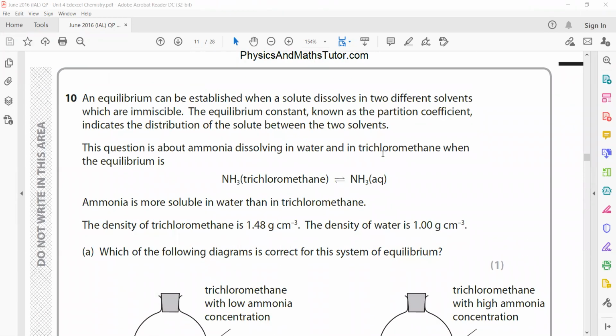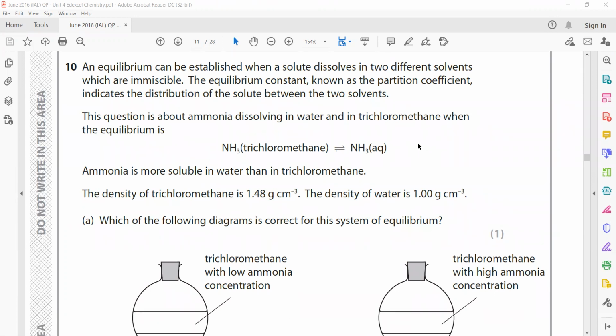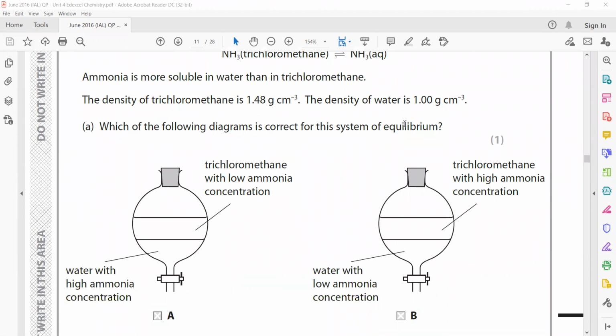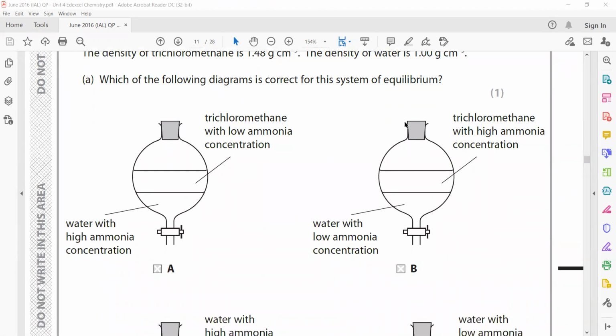And equilibrium can be established when a solute dissolves in two solvents which are immiscible. The equilibrium constant, known as a partition coefficient, indicates the distribution of a solute between the two solvents. This question is about ammonia dissolved in water and in trichloromethane. Ammonia is more soluble in water than trichloromethane. Density of trichloromethane is 1.48 and water is 1. Which of the following is a correct diagram?